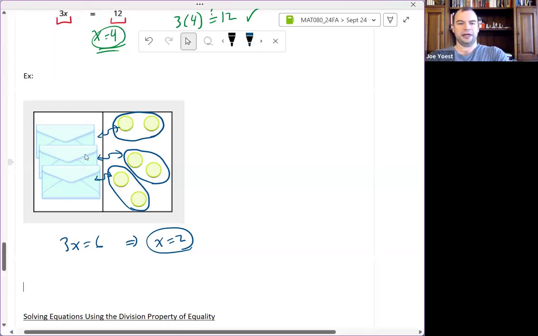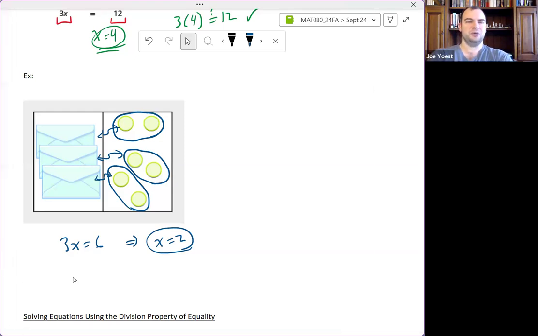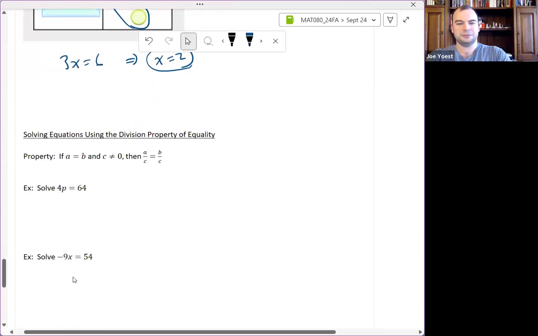And as usual, if we had 20 envelopes and 100 counters, I wouldn't want to draw those all out and start circling a bunch of things. So we do this modeling to try to get a bit of an intuitive understanding. And then we try to generalize away from the model with counters and envelopes and green and red counters and all of that. So solving equations using the division property of equality: if A equals B, and if we have a third number C that's non-zero, then A over C equals B over C. And this is true for A, B, and C integers.